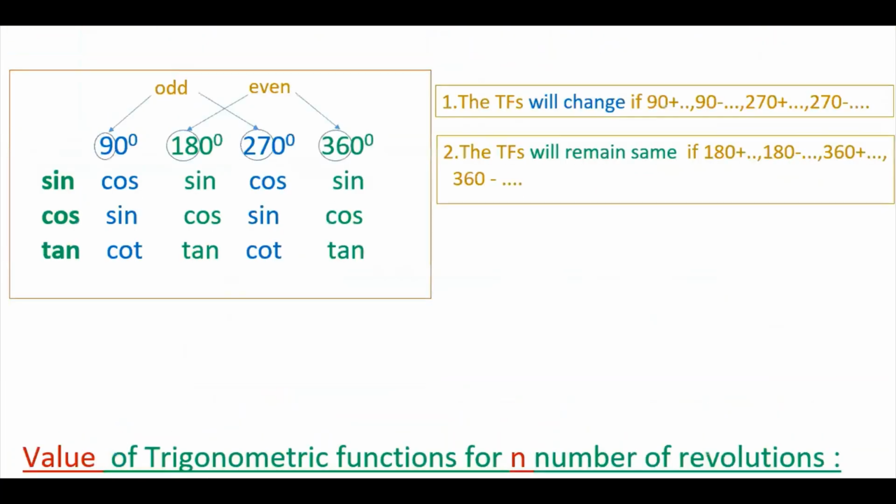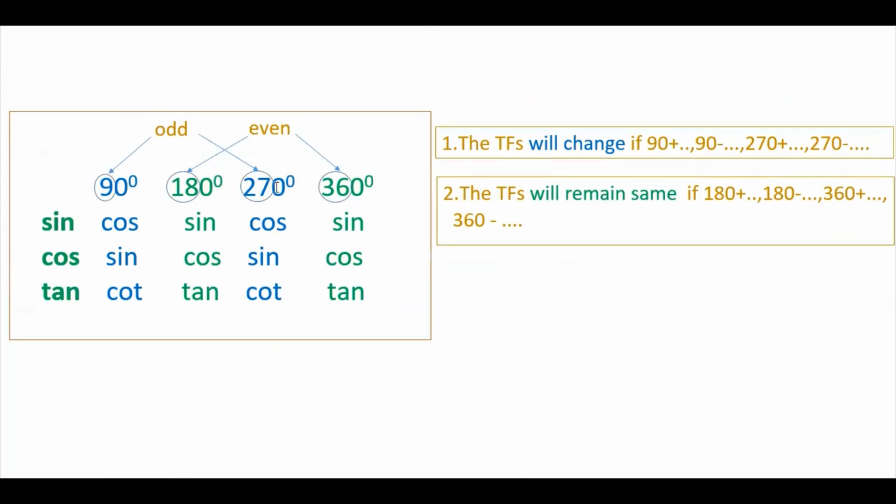See here, this table. Here, for tan and cot, whenever 90 and 270 degrees comes, you have to change the trigonometric functions. And whenever 180 or 360 comes, you have to put the same trigonometric functions. So here cot 90, you have to change the trigonometric function to tan.